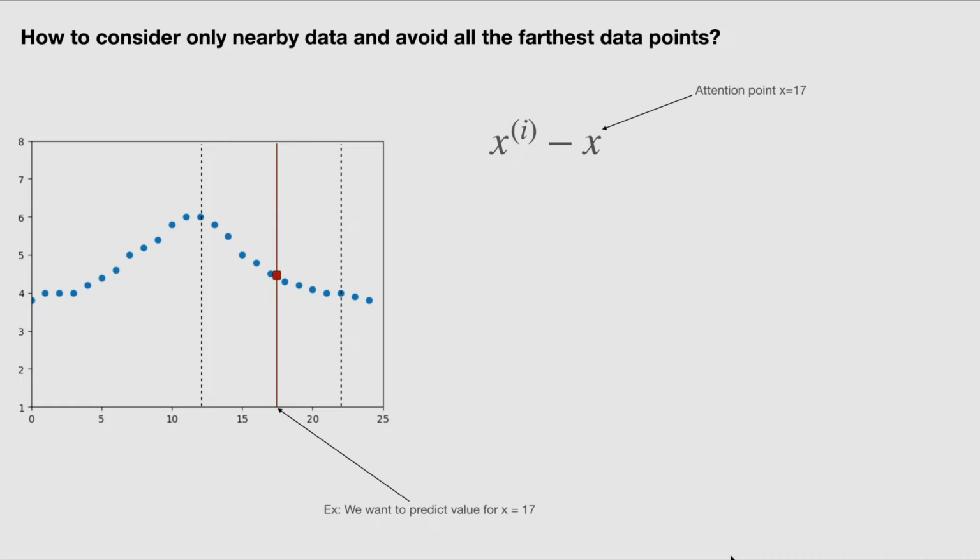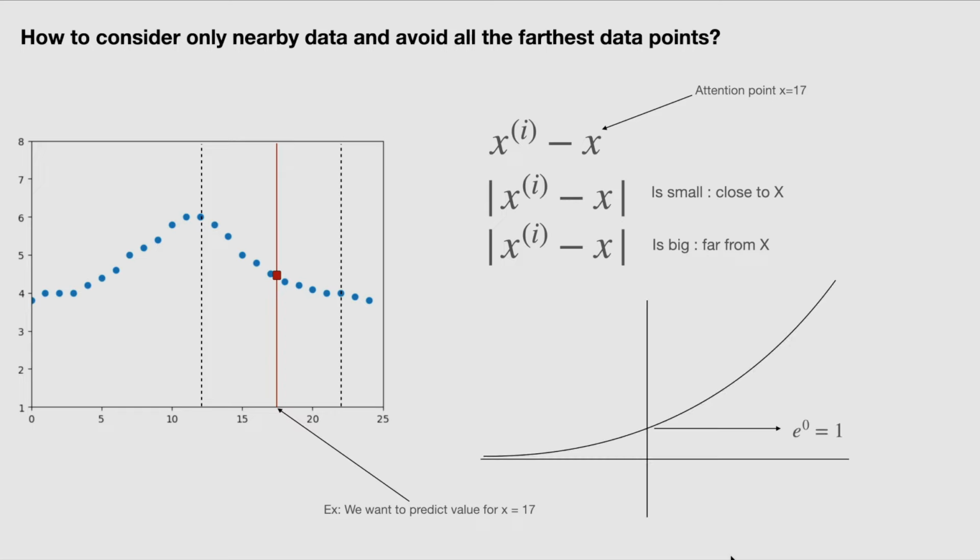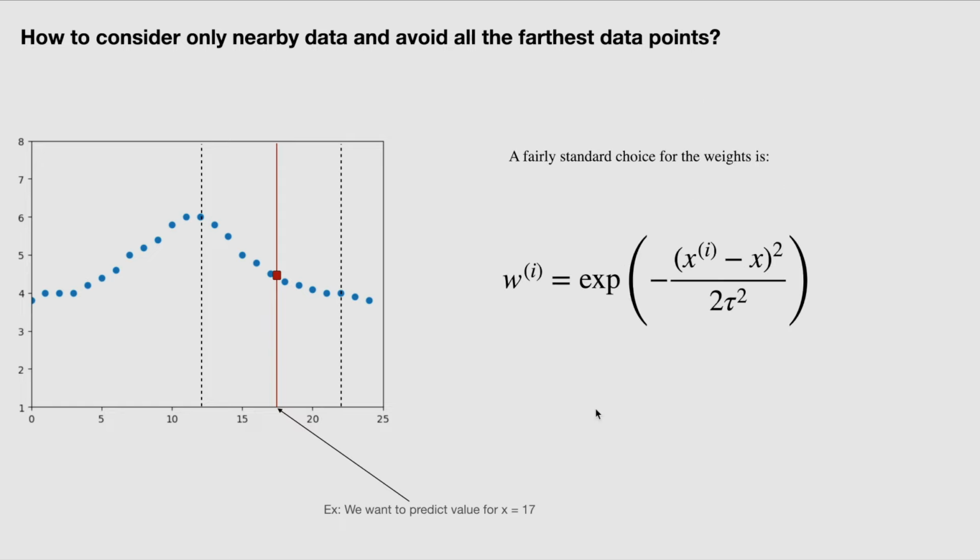So we can see that when xi equals x, the value will be 0. And we can make one observation: if xi minus x is small, we can say it's close to x. And when the mod of xi minus x is big, then we will say it's far from x. After that, we know this is the exponential function graph. So we'll just pass this into the function, and we can say that this is our weight.